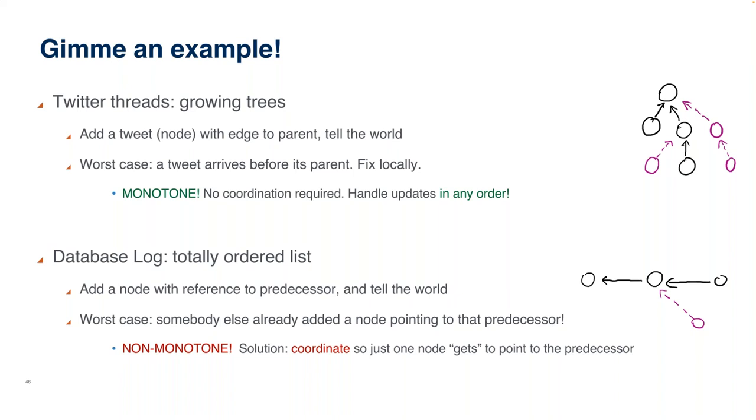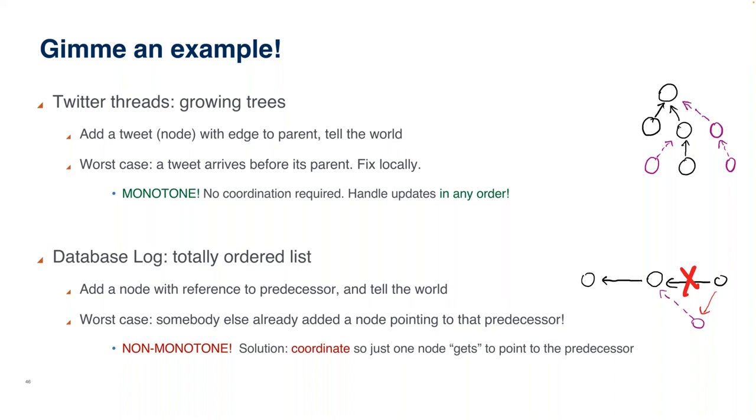What are we going to do with this purple thing? Well, in a totally ordered list, we can't have both of these things pointing to the same predecessor, so we'll have to delete one of them and install it, right? That deletion is non-monotone. We said, hey, there was a node that pointed to something, and then we said, oh, just kidding, it wasn't pointing to that, it was pointing to something else. We changed our mind.